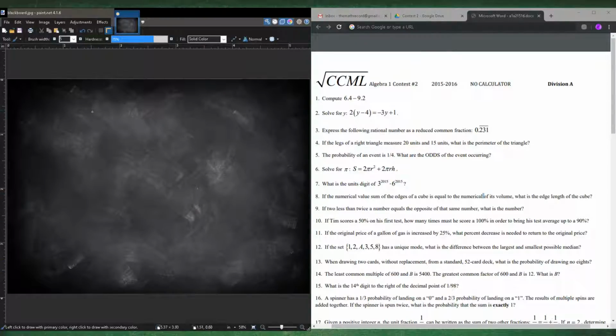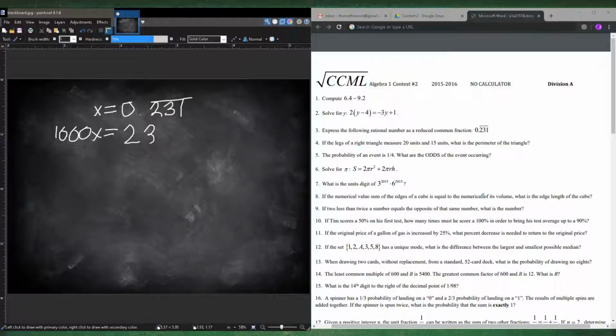Number 3, express the following rational number as a reduced common fraction. So this is what I refer to as an infinite repeating decimal. First you set the decimal as a variable, so x equals 0.231 repeating. And now you want to move the decimal place over so you get the exact same repeating decimal. You're going to multiply this by a power of 10, like 10, 100, 1,000, etc. So you're just going to multiply this by 1,000, because you want it to move 3 decimal places, okay? So it moves 1, 2, 3.